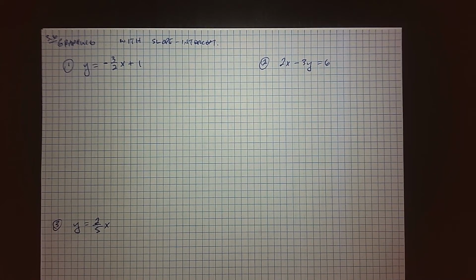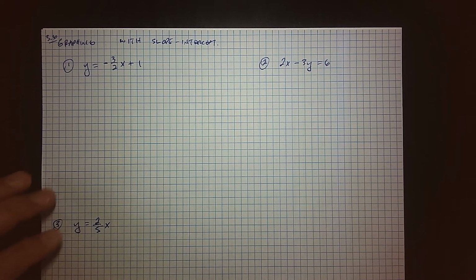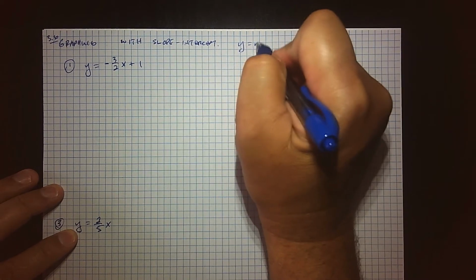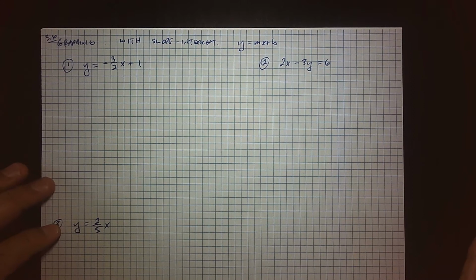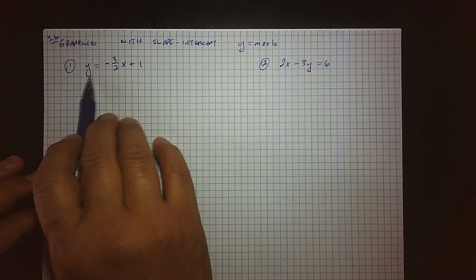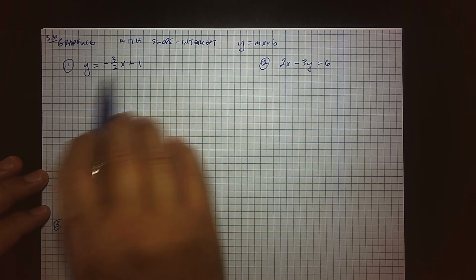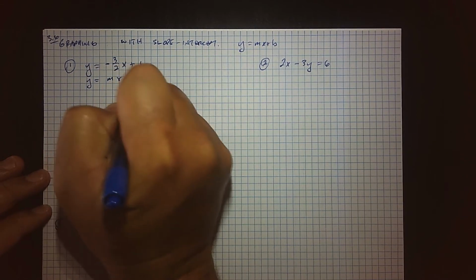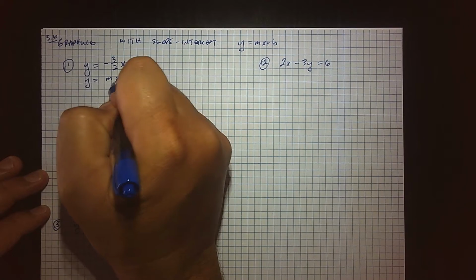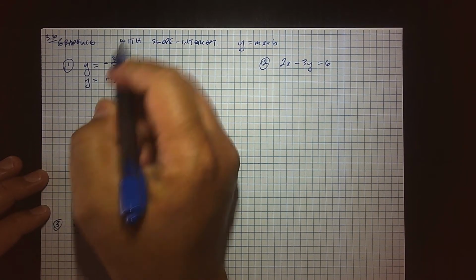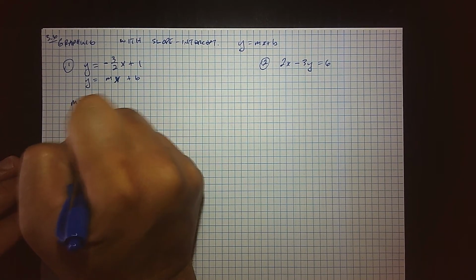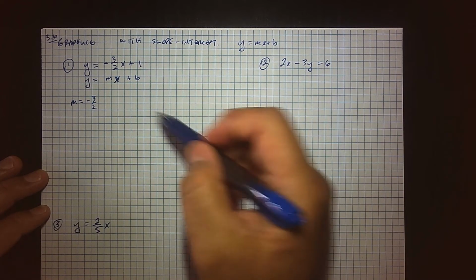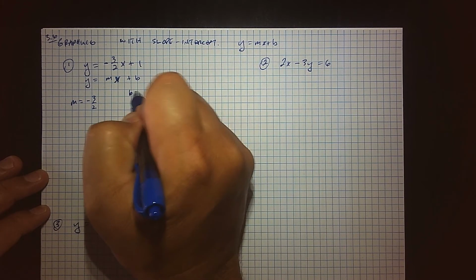Okay, so now that we've introduced ourselves to the slope intercept form, y equals mx plus b, let's continue to graph with some situations. We'll continue to practice. The first one, we're asked to graph y equals negative 3 halves x plus 1. The good news is this is already in y equals mx plus b. Right in front of the x is our slope, so we have a line that's decreasing, and then b is equal to 1.